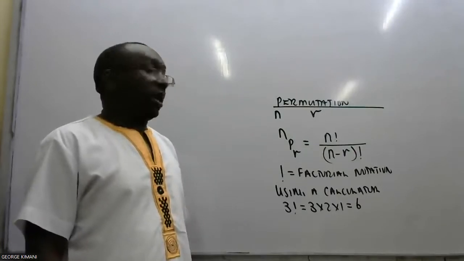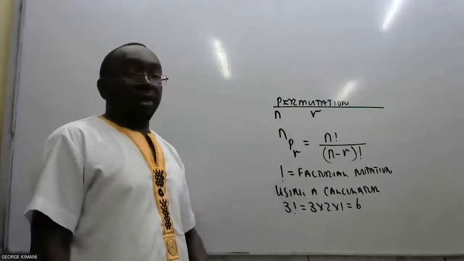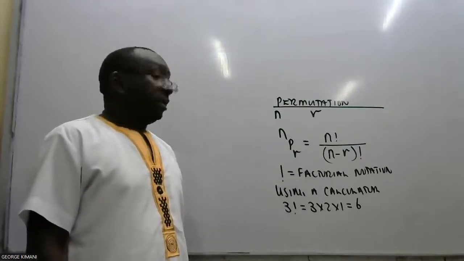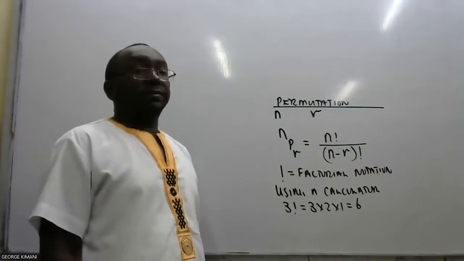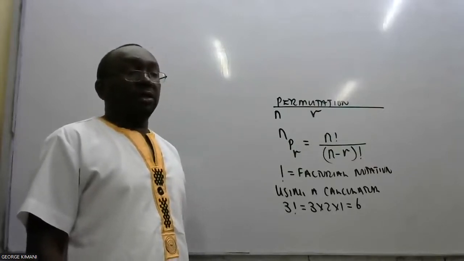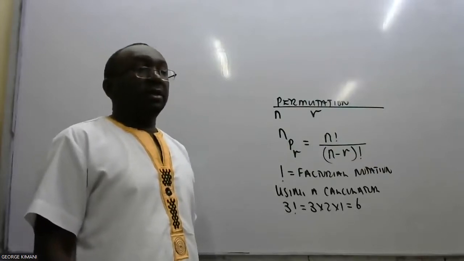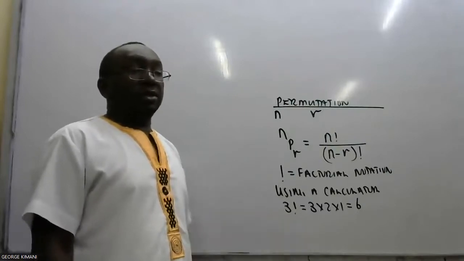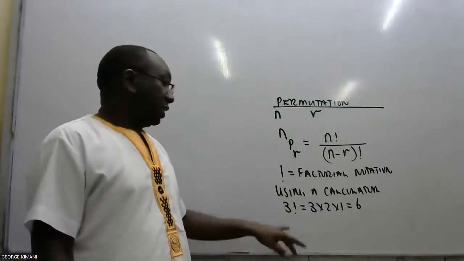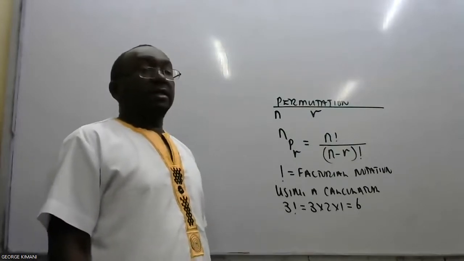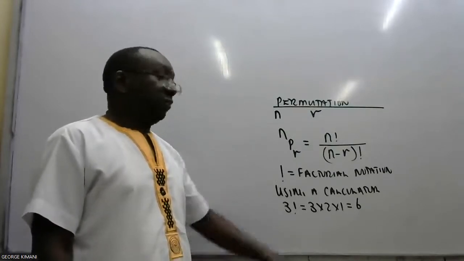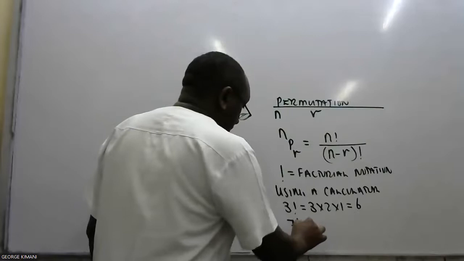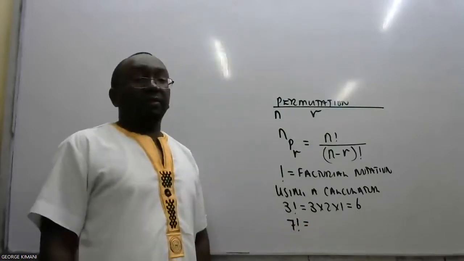Now I want you to take your calculator and identify where you can see this sign on the body. Are you able to see it? It's on the body still, like our buttons. So you press 3, then you press shift, press that button where there is the factorial, and press equals. Does it give you 6? Give me 7 factorial. You press 7 shift.